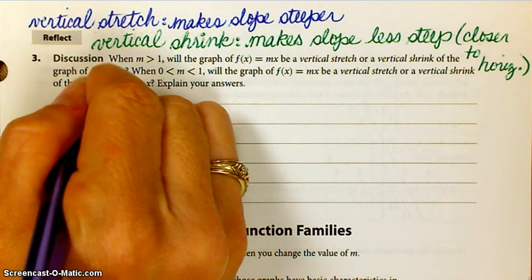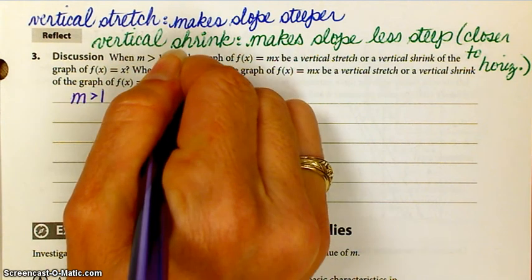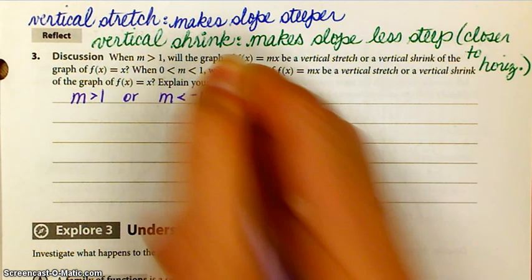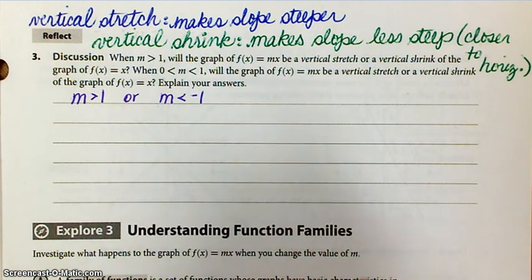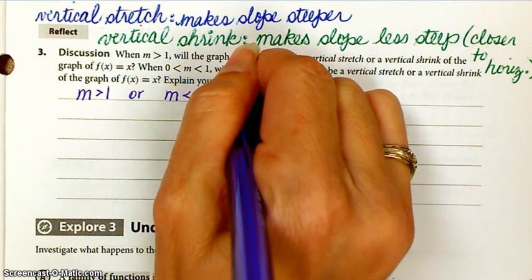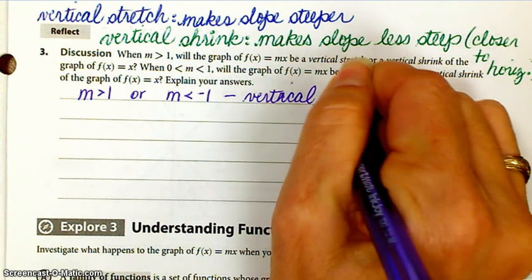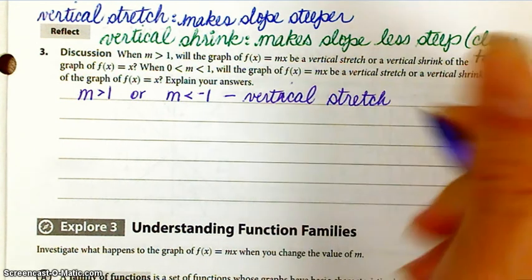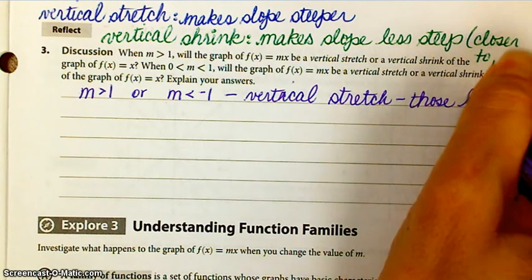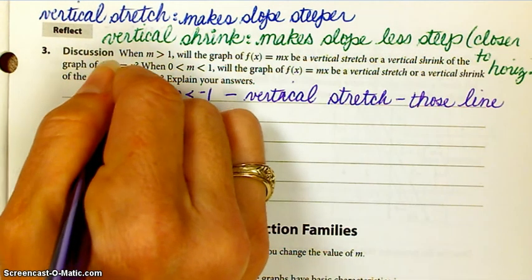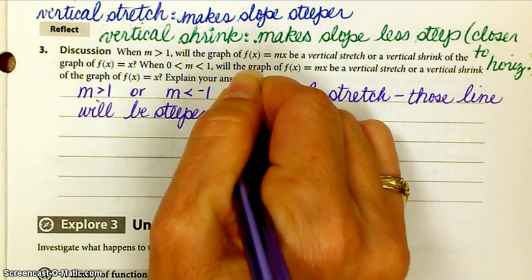When m is greater than 1, and frankly, when m is less than -1, okay, so this one would be a positive slope, these values would be negative slopes, those are both going to give you a vertical stretch, meaning that those lines are going to get steeper. Okay.